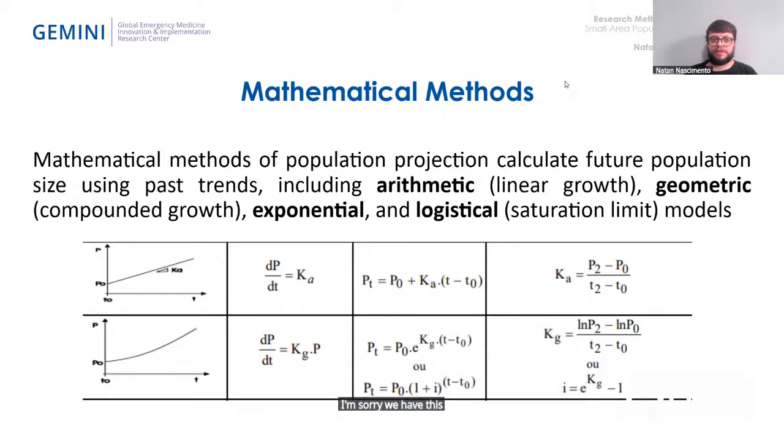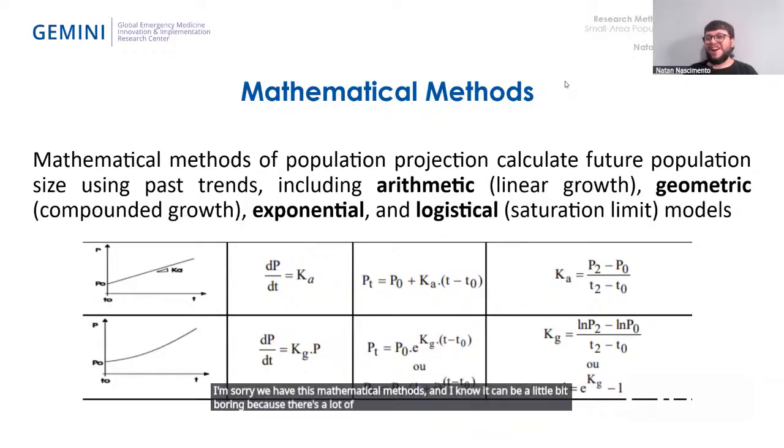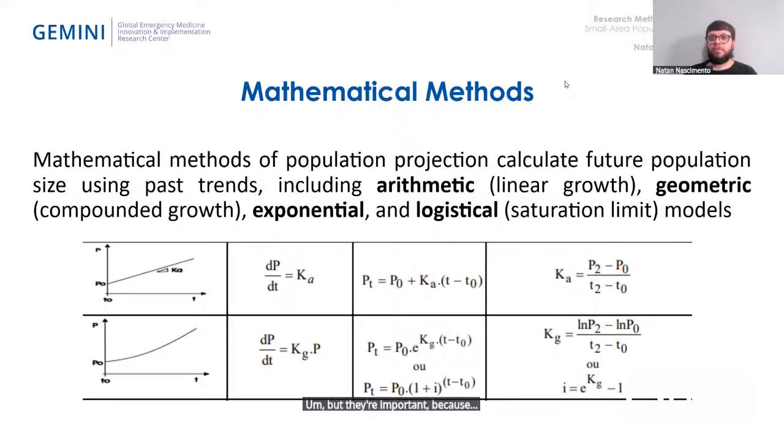I'm sorry about these mathematical methods, and I know it can be a little boring because there's a lot of formulas. But they're important because when we lack resources, when we lack specific data components, those are the ones that will be used because we need those populations. There is no other choice. We must have them. If you go right now to the Brazilian Institute of Geography and Statistics and try to get a projection for the population stratified by race, you won't find it. We don't have the population stratified by race or color in Brazil for any year when there is not a census. Why? Because we don't do it.